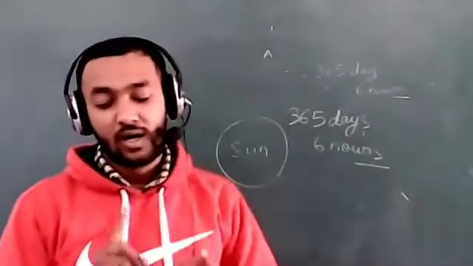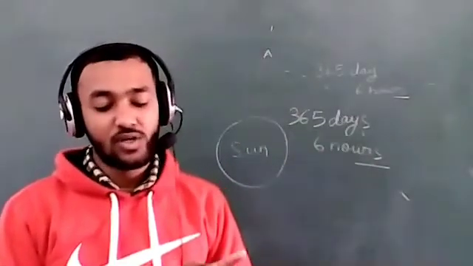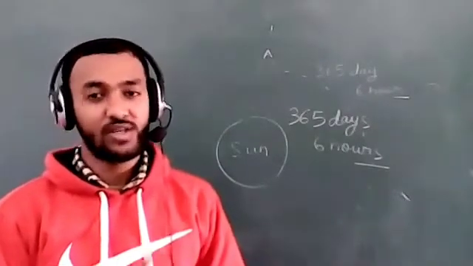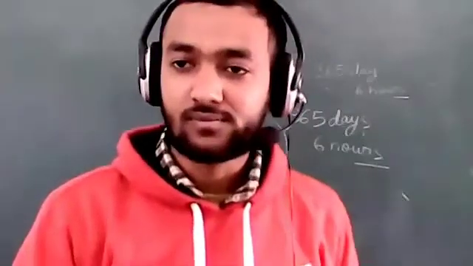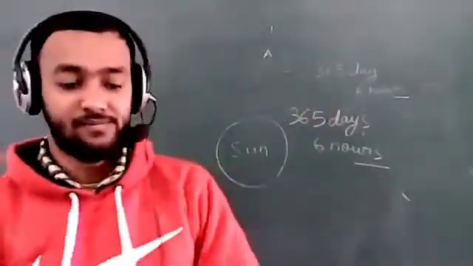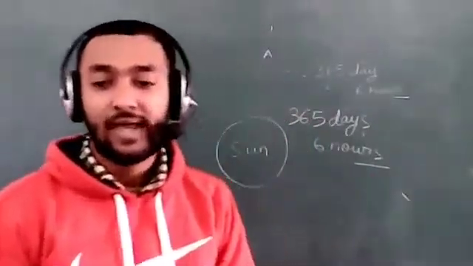So you have two answers. Due to the revolution of Earth, different seasons occur, and due to the rotation around its own axis, days and night occur. Now our next topic is eclipse.